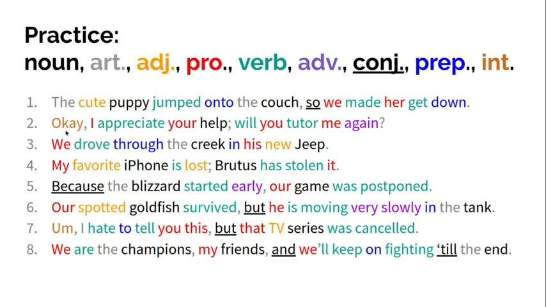Okay. Let's take a look at number 2. Okay is an interjection. You can see interjections are normally followed by some sort of punctuation mark, either an exclamation mark, a period, or a comma. All right, we always want to separate those off because they are an aside.